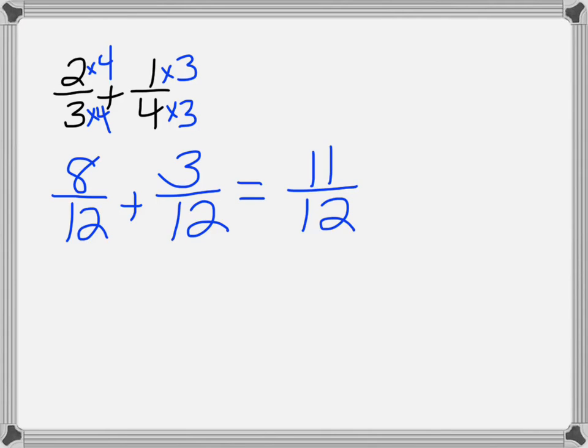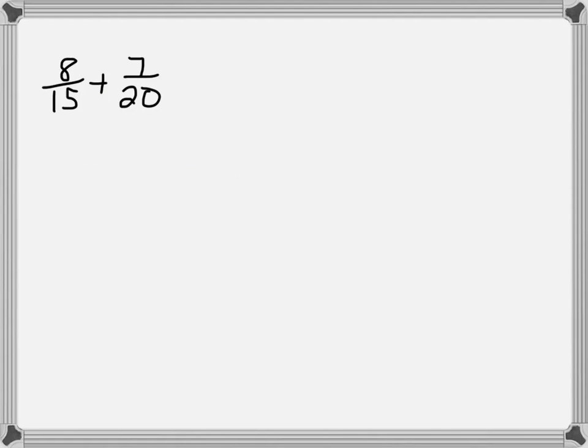Now 3 and 4, it was pretty easy to figure out what they both divide into just in our head, but sometimes that's more difficult. 8/15 plus 7/20. We might not just be able to quickly come up with what 15 and 20 both go into. So here's a little method to figure out the smallest number that 15 and 20 both divide into.